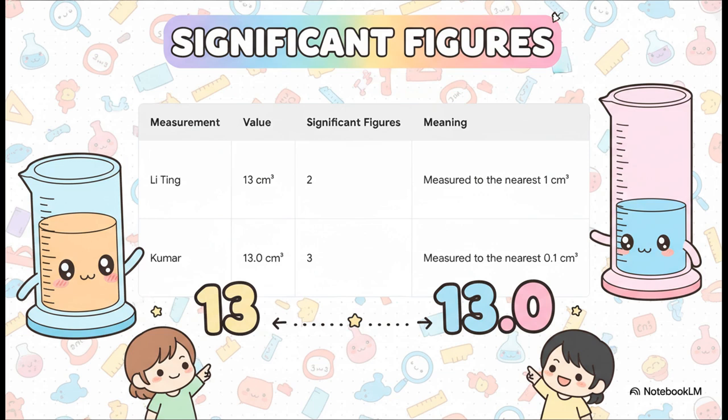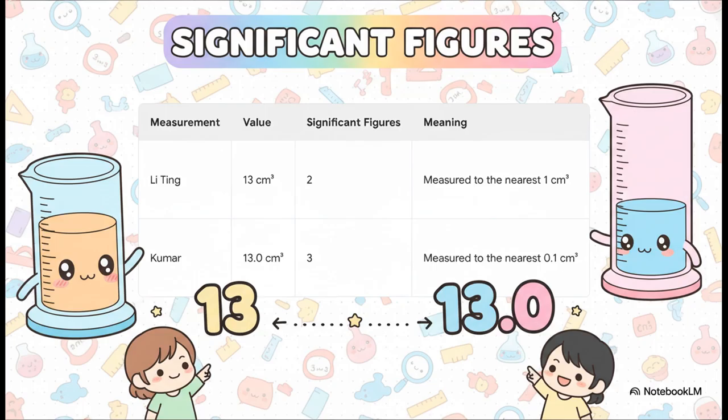So, let's go back to Li Ting and Kumar. Li Ting's measurement, 13, has 2 significant figures. This tells us her measuring cylinder is probably marked for every whole number. But Kumar's 13.0, that has 3 significant figures. That trailing 0 is there on purpose. It means his tool is 10 times more precise. He was able to measure to the nearest tenth of a cubic centimeter.